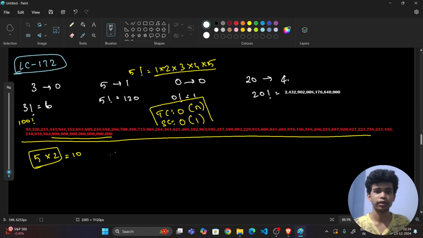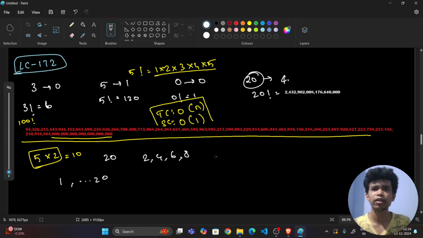So how can I do it? See here, take for example this 20. For 20, the values are from 1 to 20, right? From 1 to 20, what are the values that contain 2? 2, 4, 6, 8, all even numbers contain 2, right? So 2s are vast. But which are the numbers that contain 5? 5, 10, 15 and 20.